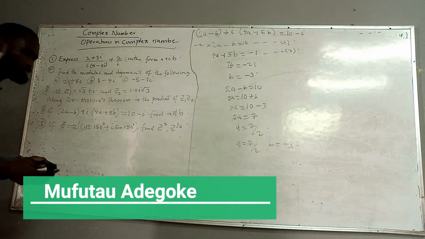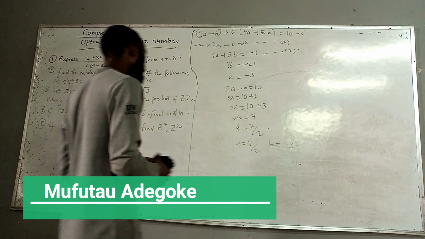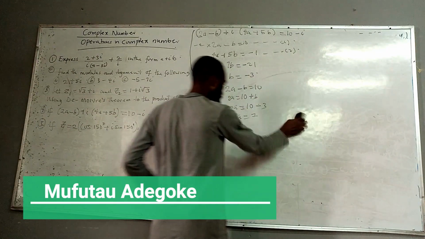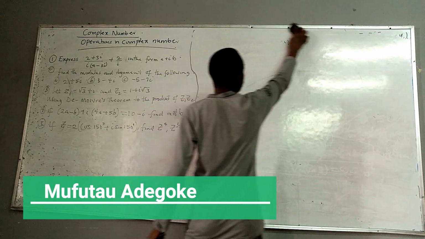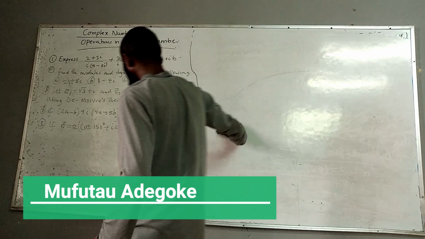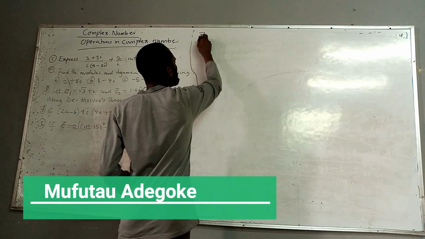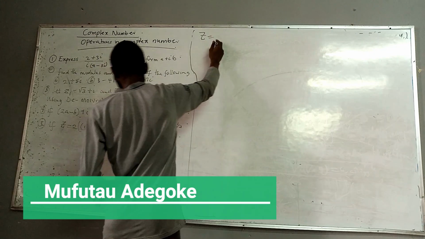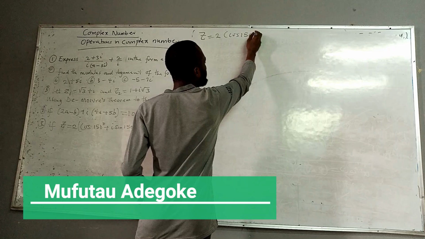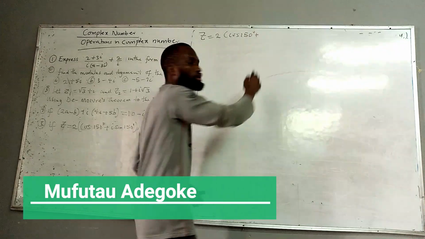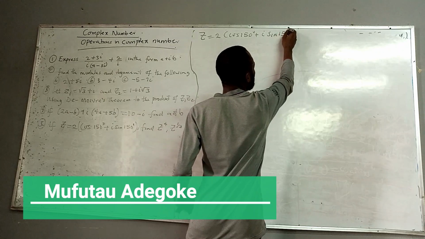Very direct and simple. Lastly, I want to look at question 5 and we leave. Question 5. I've also solved questions like this. Well, to make things easy, I've given z. Z equals the last question, 2 into cos 150 degrees plus i sine 150 degrees.